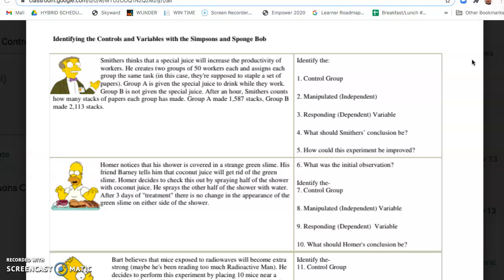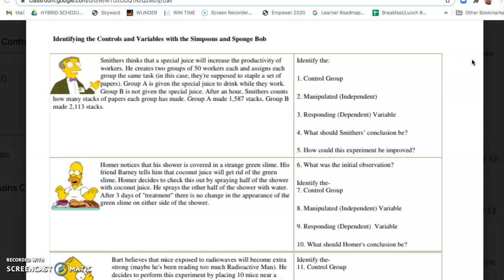Smithers thinks that a special juice will increase the productivity of his workers. He creates two groups of 50 workers each and assigns each group the same task. In this case, they're supposed to staple a set of papers. Group A is given a special juice to drink while they work. Group B is not given a special juice. After an hour, Smithers counts how many stacks of papers each group has made.